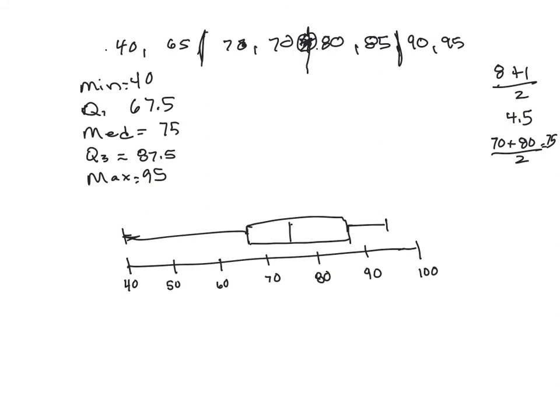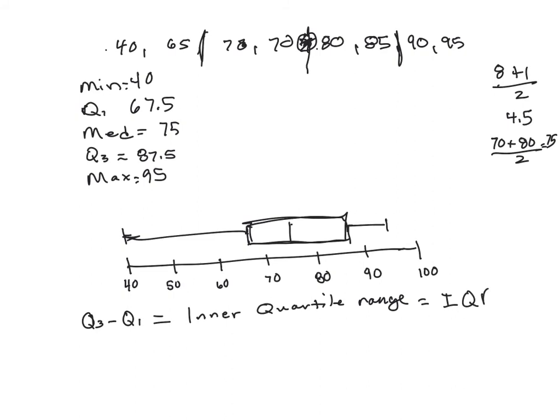So this right here, Q3 minus Q1, this box right here, that's called an interquartile range. For short, because mathematicians like to abbreviate things or make up weird symbols, we call it the IQR.